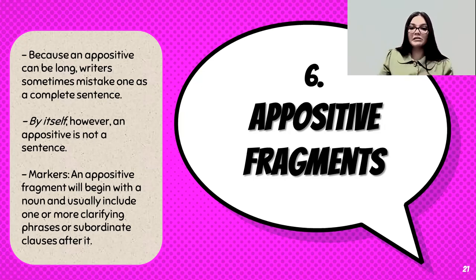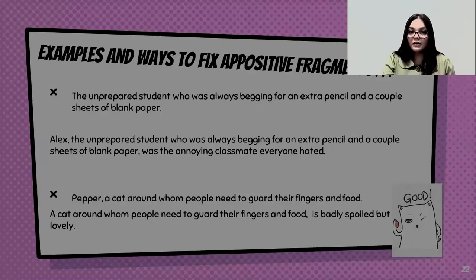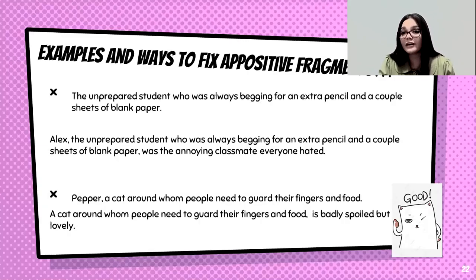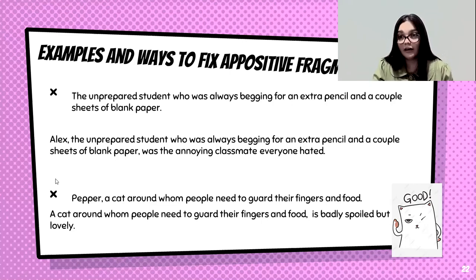Markers that introduce the appositive phrase fragments. An appositive fragment will begin with a noun and usually include one or more clarifying phrases or subordinate clauses after it. Sometimes appositives are long and they are accompanied by either a phrase or a clause. But remember, what does an appositive do? An appositive is a noun, right? It is a noun equivalent. So they will appear in this position, where they over-explain or provide extra information about a noun. Yes? So if they are providing extra information about a noun, what do you do to correct them?